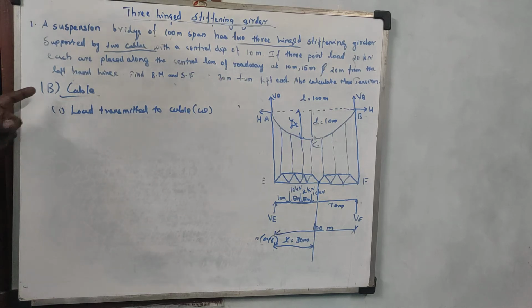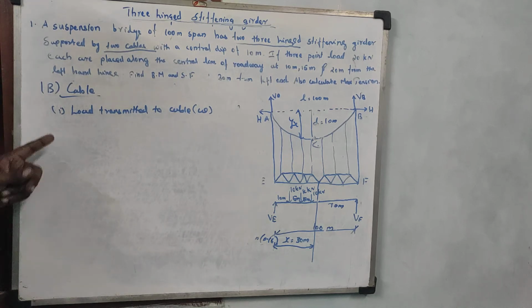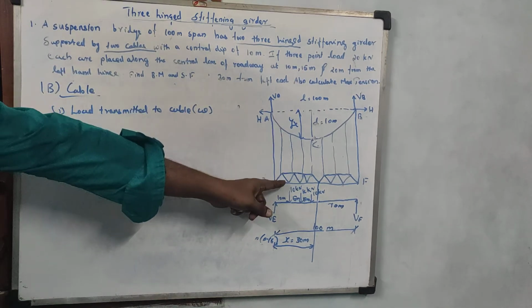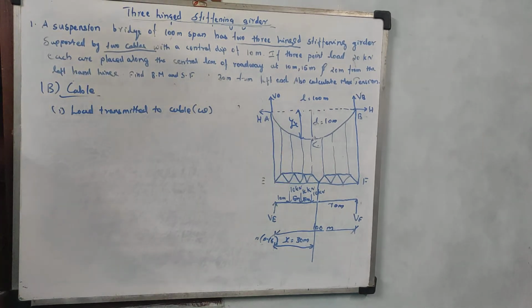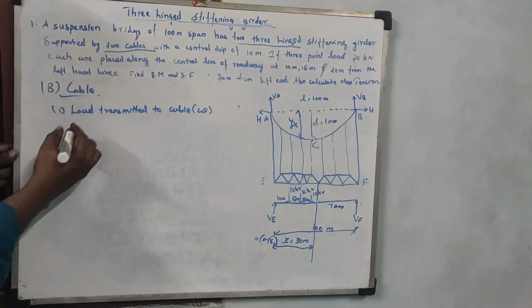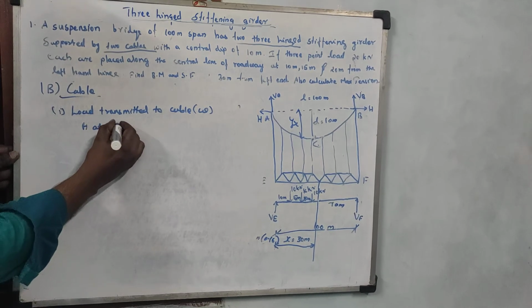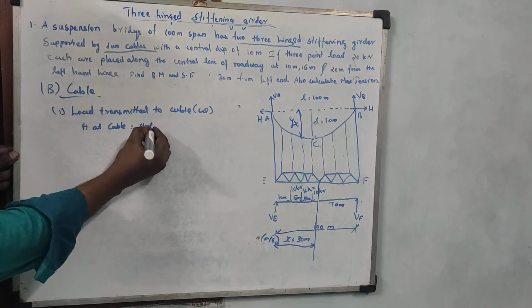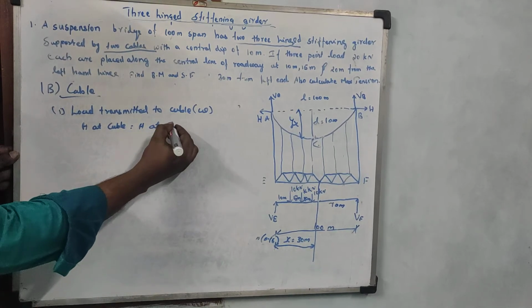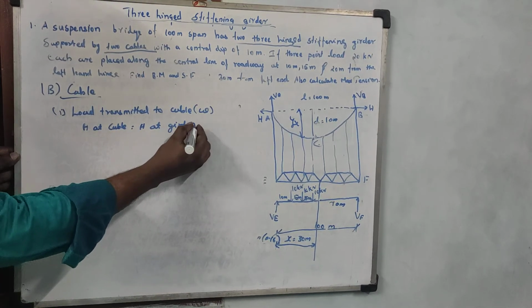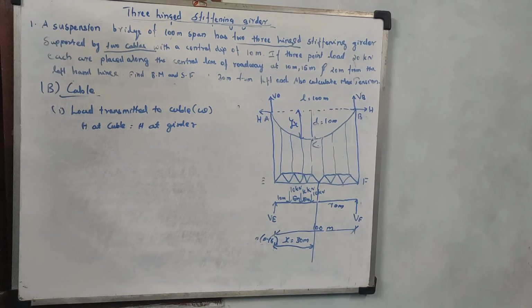Next, we have to analyze the cable. So this portion is over, the analysis of the deck is over. Before that, we have to find the load transmitted to the cable from the deck. So we have to note that the horizontal reaction H at the cable equal to the horizontal reaction at the deck.